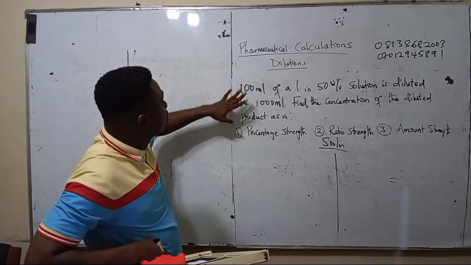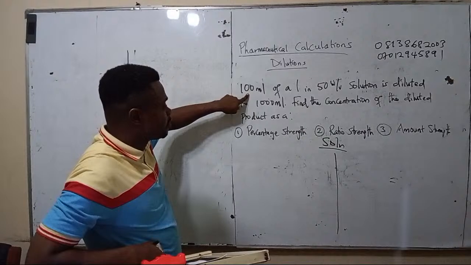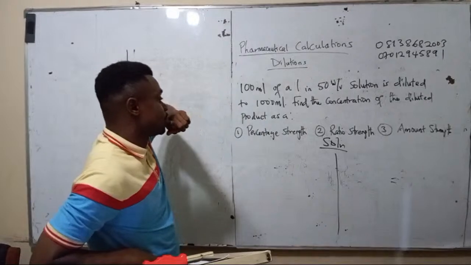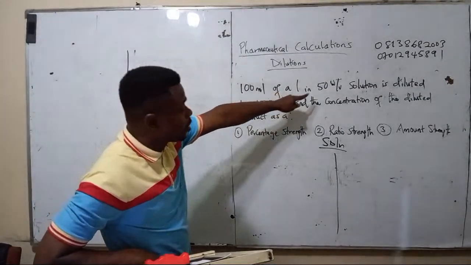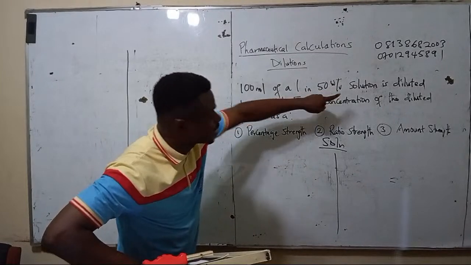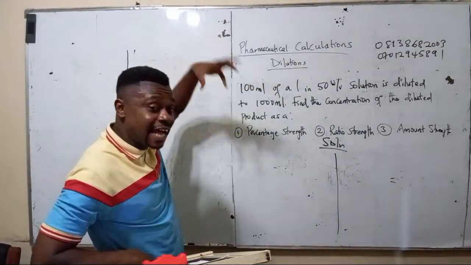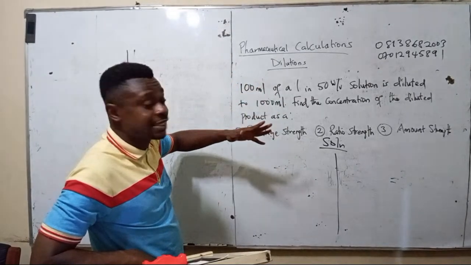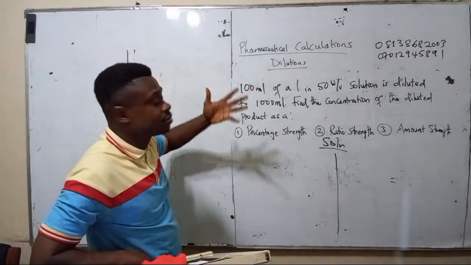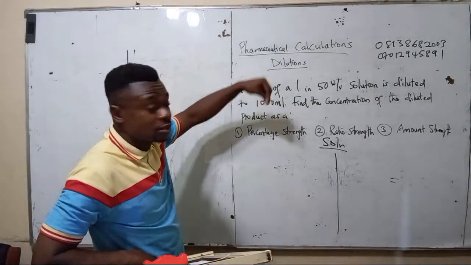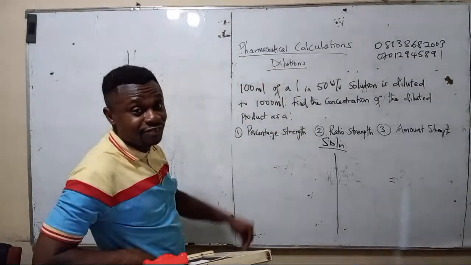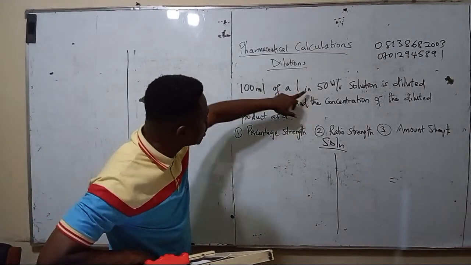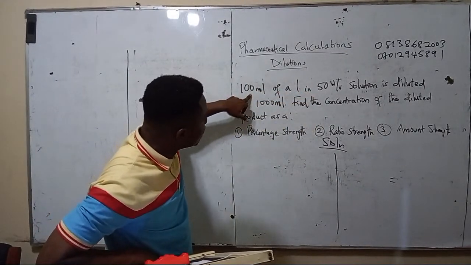The initial solution, the stock solution, has a volume of 100 ml and a concentration of 1 in 50 weight in volume. This is the ratio strength. By virtue of this saying weight in volume, it's clear that the active ingredient is a solid, while the entire product is a liquid. So the solute is solid, and the vehicle is liquid.